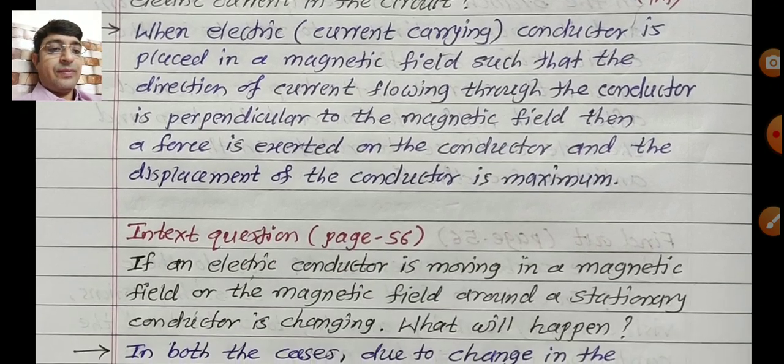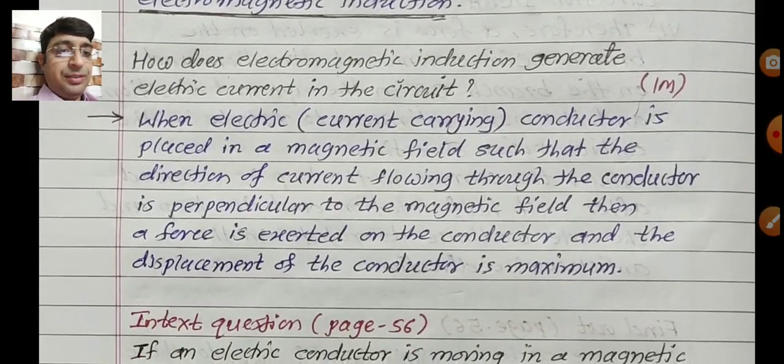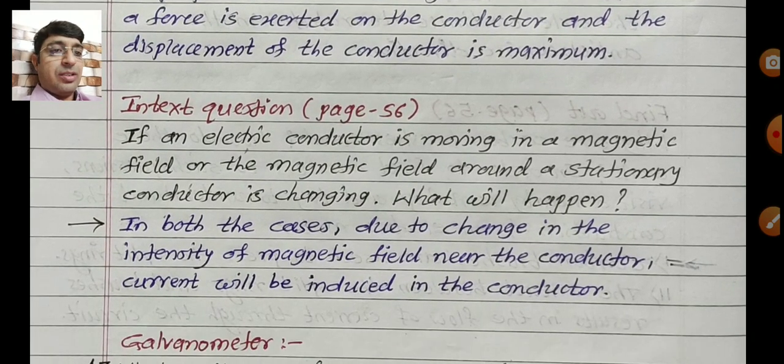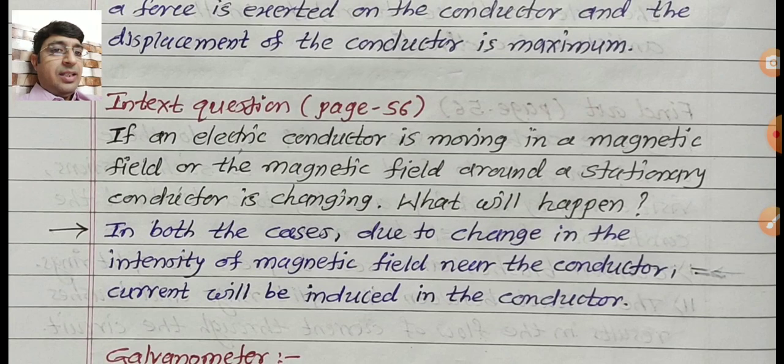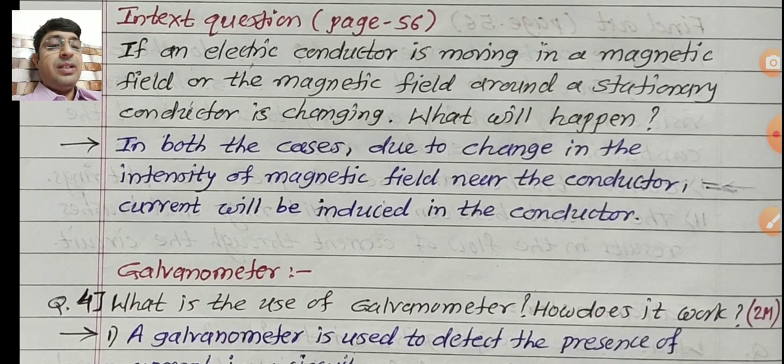current in that circuit. One more question is given here. Check that. That is an in-text question. In that paragraph, one question is given. What is that? If an electric conductor is moving in a magnetic field, or the magnetic field around a stationary conductor is changing, what will happen? In both cases, due to change in the intensity of the magnetic field near the conductor, current will be induced, means produced, in the conductor. That is the answer. That question is given in the text, and the answer to that question, what will happen, is this.